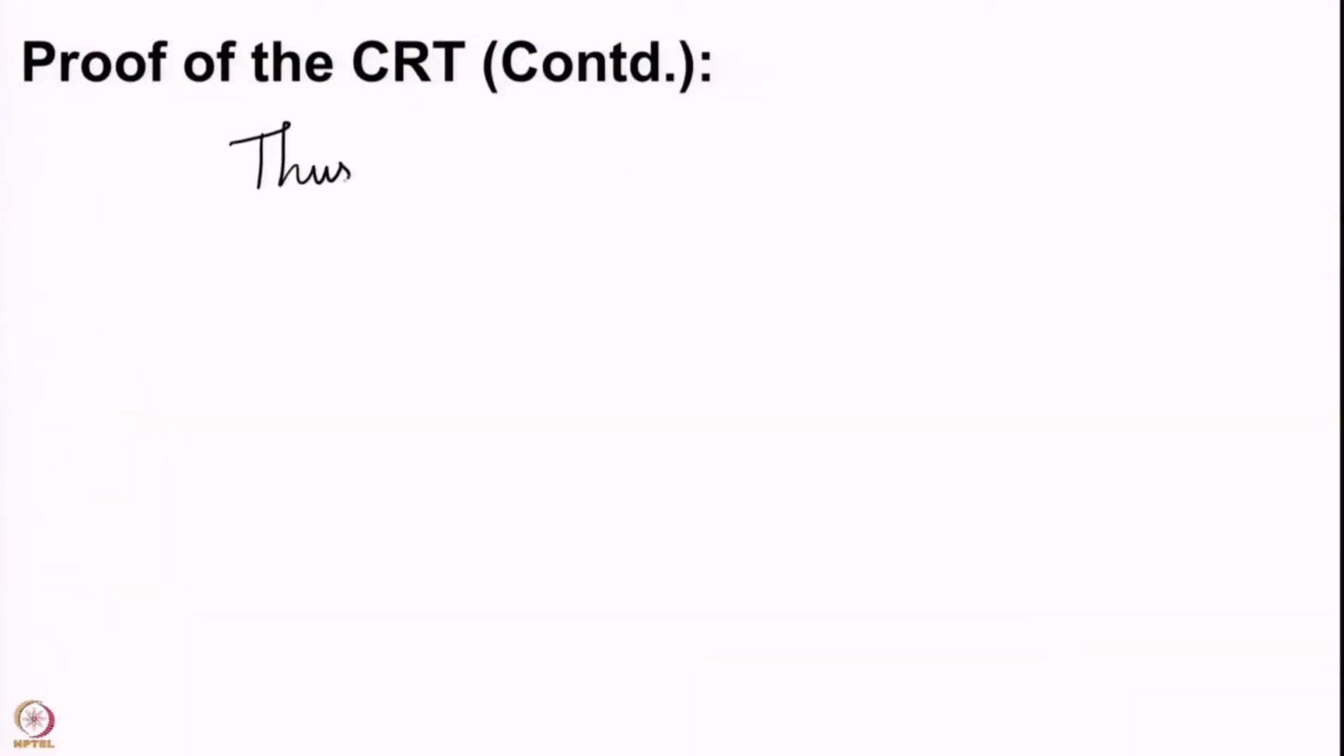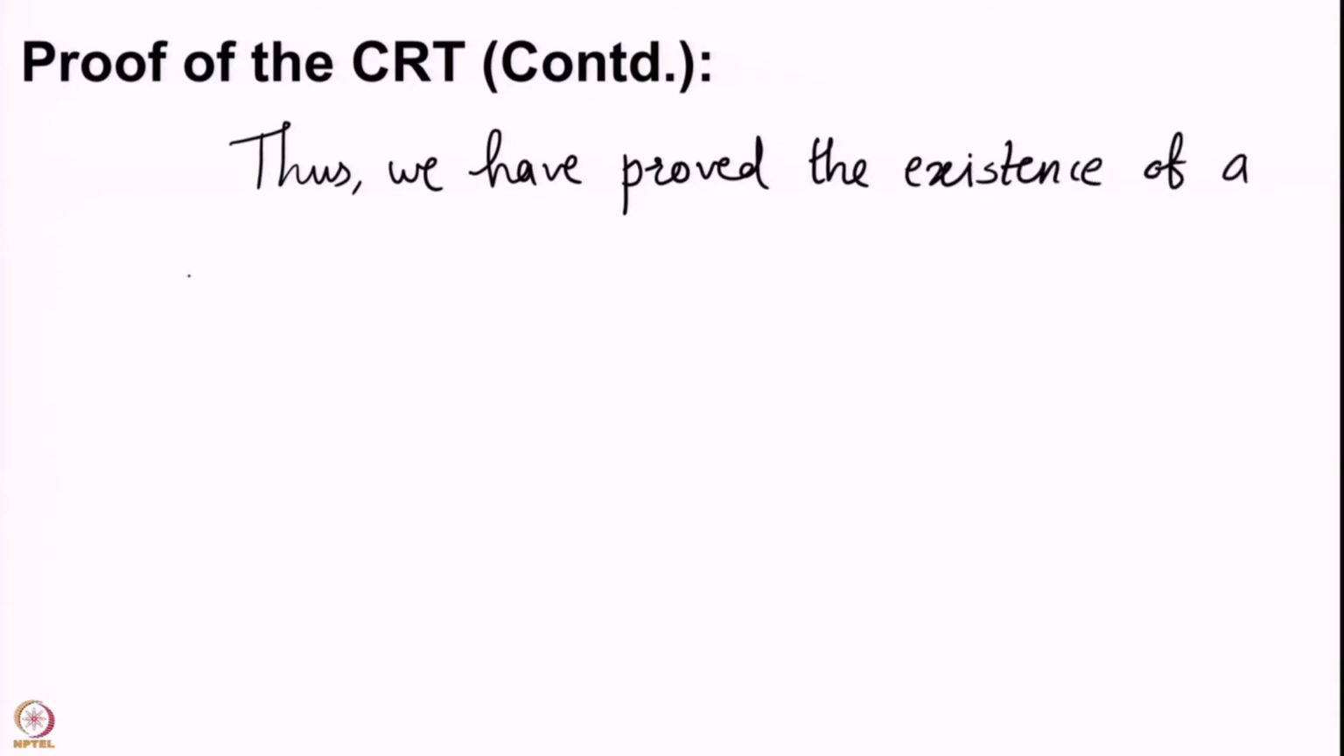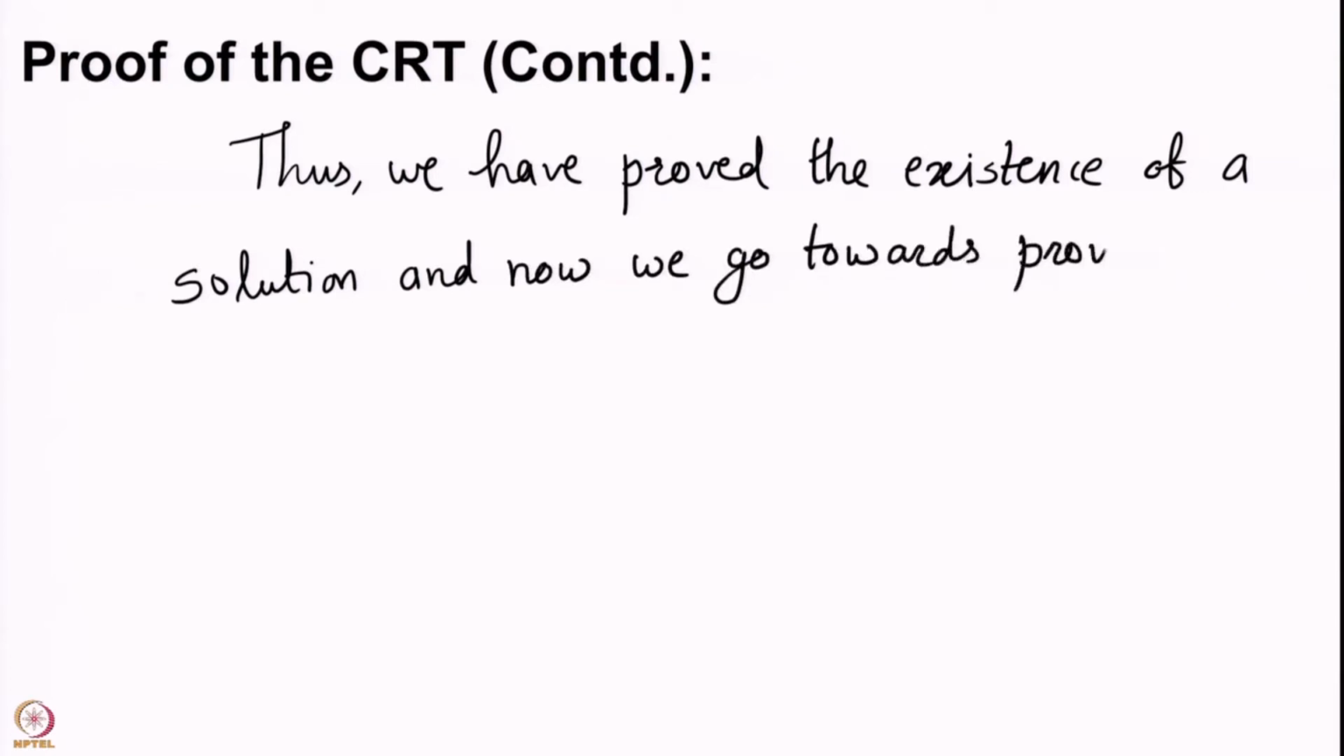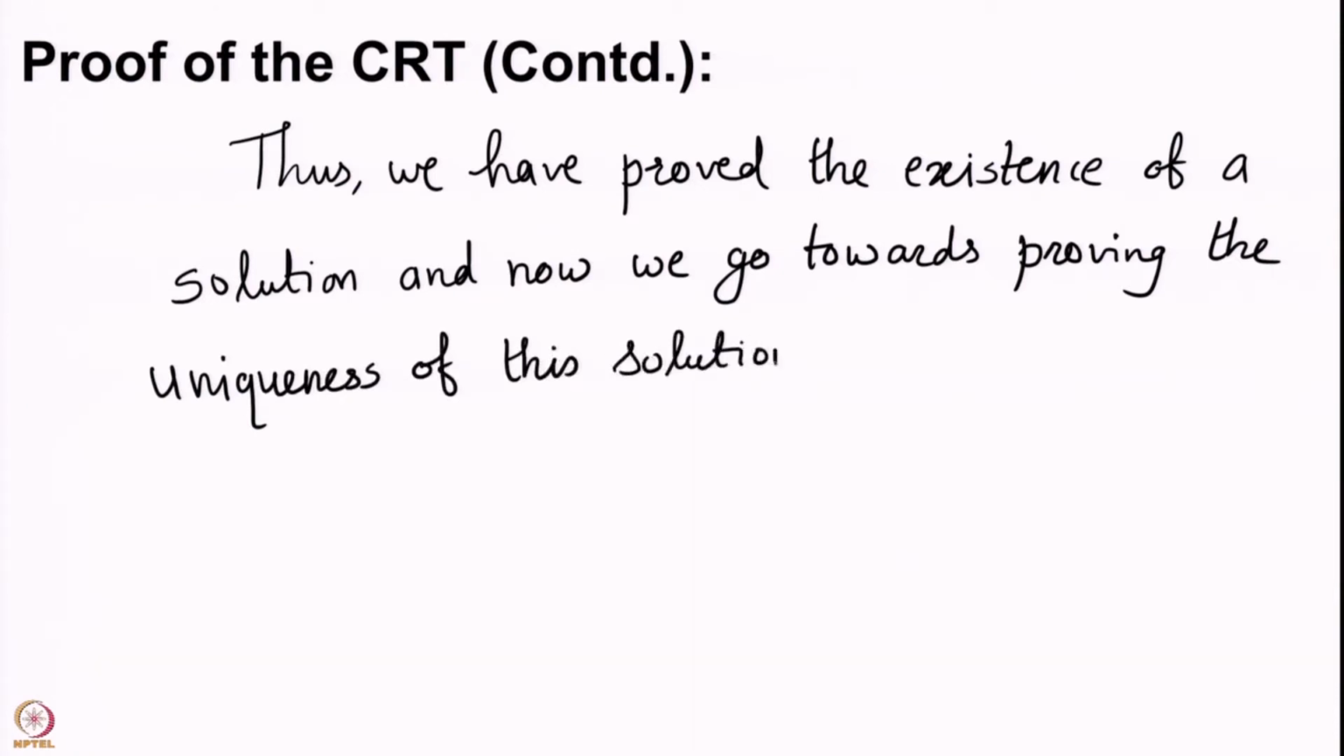So, thus we have proved the existence of a solution, and now we go towards proving the uniqueness of this solution modulo n, which is the product of these k natural numbers.